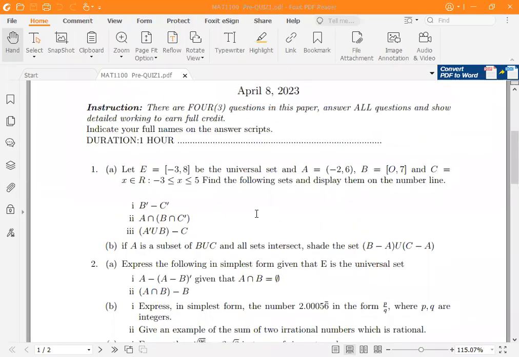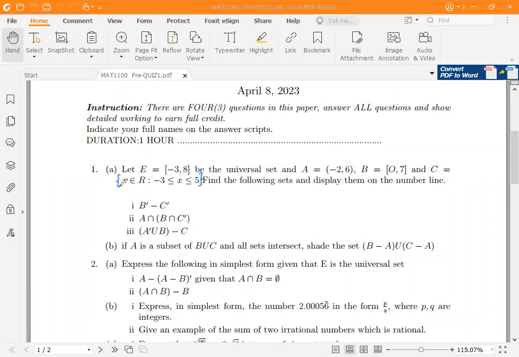Okay, so the first question is, let E equal -3 to 8 be the universal set, A from -2 to 6, B from 0 to 7, and C from -3. So this C was supposed to appear like this. It's supposed to be closed like that as a set. The first one is saying, find the following sets and display on the number line. So B complement minus C complement.